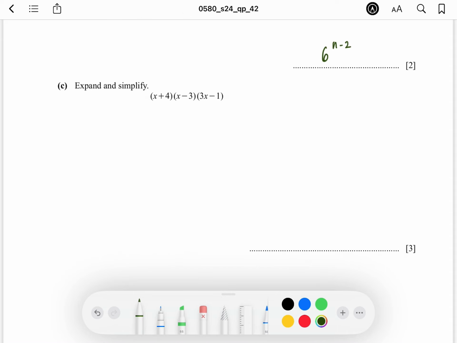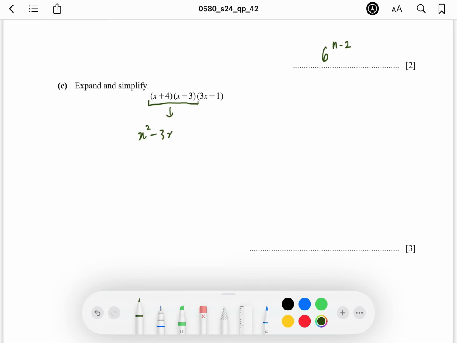Question number 3. Again, not in your syllabus. However, might dua kali. First thing, so this one is just a practice of your expansion. Even if it's not, but I feel that it's useful for you to know. So when you do this one, you expand dua dulu. It doesn't matter which one. If you want x plus 4 and times x minus 3, boleh. If you times x minus 3, 3x minus 1, boleh. If you multiply x plus 4, 3x minus 1 pun boleh. So let me expand that one first.